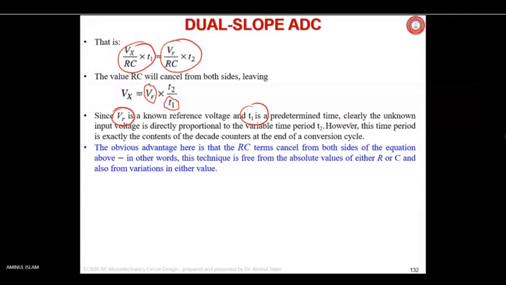So clearly the unknown input voltage is directly proportional to the variable time T2. This is proportional to this because the other two, VR and T1, are known. However, this time period is exactly the contents of the decade counters at the end of the conversion cycle. Is it clear?